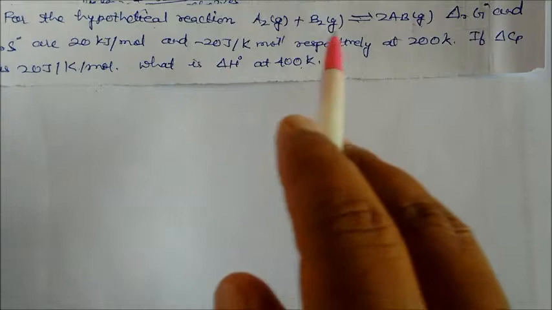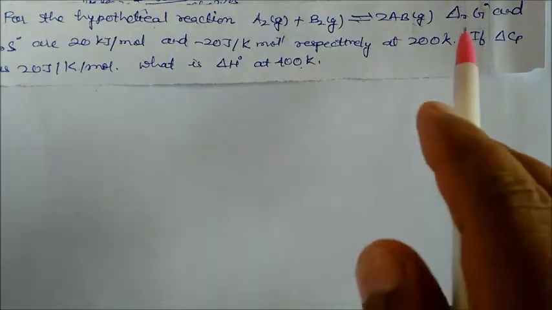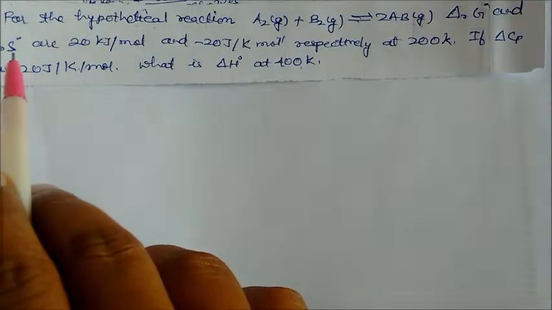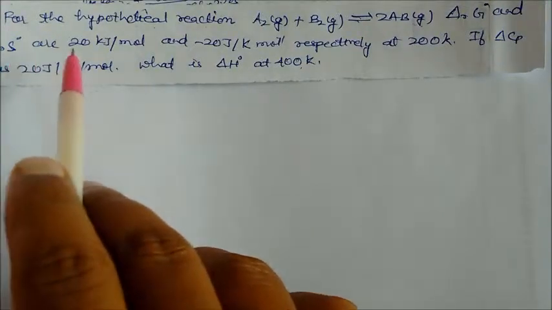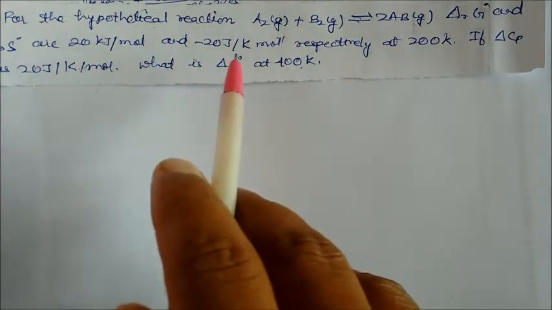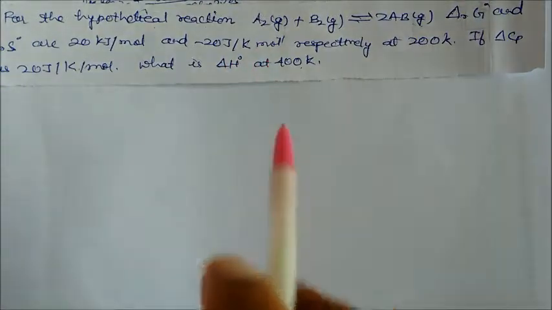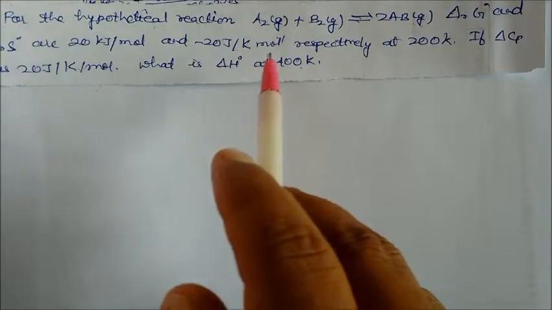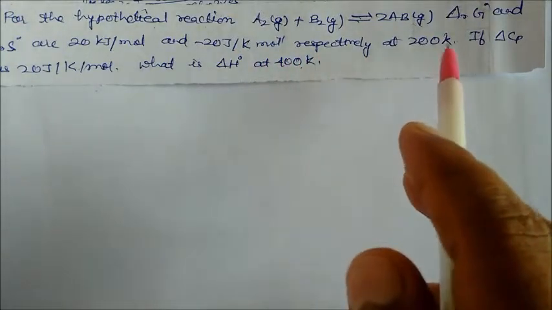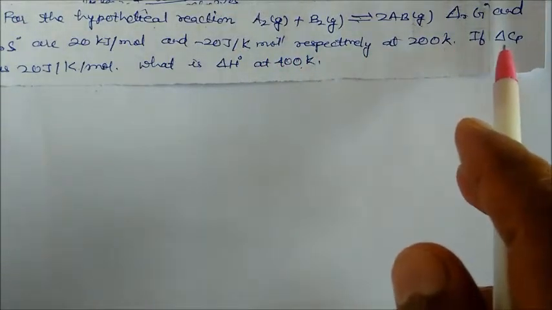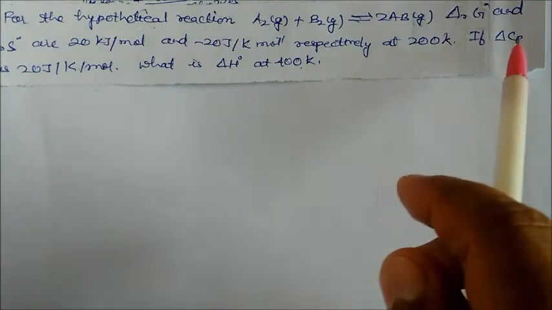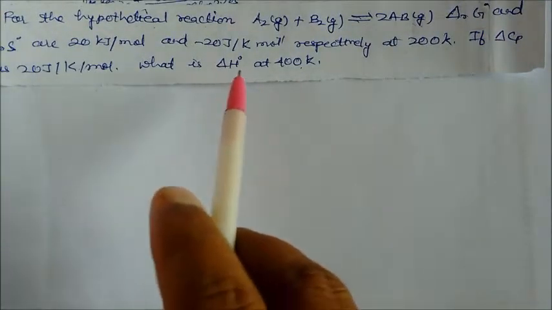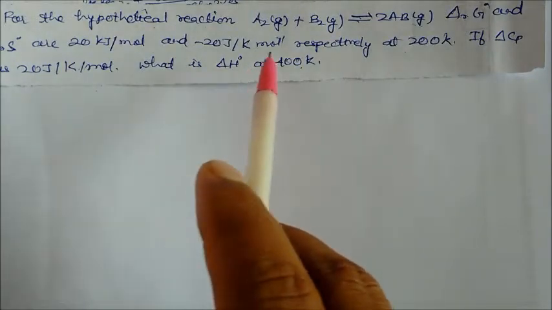Hypothetical reaction A2B2 will give you 2AB. The heat of the reaction, free energy and standard change of entropy are 20 kilojoule, and minus 20 joule per Kelvin per mole, respectively, at 200 Kelvin. If the molar heat capacity change at constant pressure is 20 joule per Kelvin per mole, what is the standard change in enthalpy at 400 Kelvin?